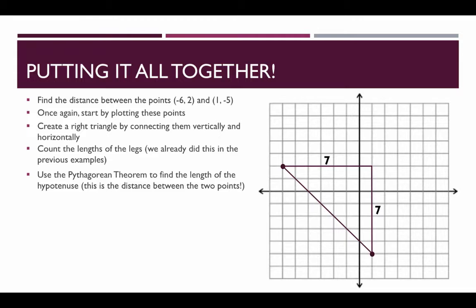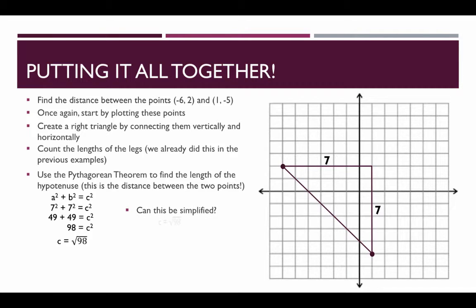And now we can use the Pythagorean theorem to find the hypotenuse, which is the distance between the 2 points. So I have my a squared plus b squared equals c squared. I'm going to plug in 7 and 7 for my a and b. And now I'm going to calculate this. So 49 plus 49 equals c squared. So 98 equals c squared. And I'm going to square root both sides and get c equals the square root of 98. And now I always want you to simplify your answer.